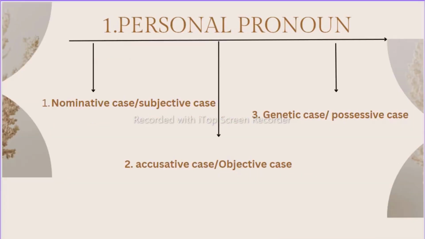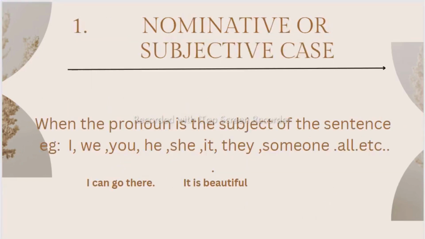Now let us see the types of personal pronouns. In the personal pronoun, there are three types: the nominative case, which is also called the subjective case; the second one, the accusative case, which is also called the objective case; and the third one is the genitive case, which is called the possessive case. Now let us see each one of them in detail. So when do we use this nominative or subjective case? When the pronoun is the subject of the sentence, we use this subjective case.